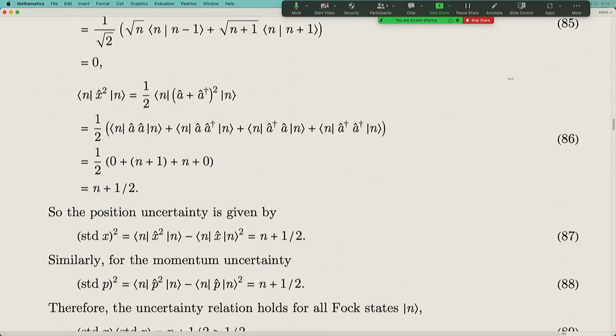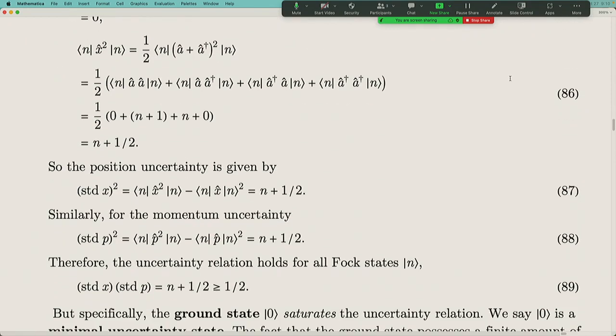So this basically shows that the variance, which is defined to be the standard deviation squared, is given by x squared expectation value minus x expectation value squared, which equals n plus 1/2. And we can perform the similar calculation for p squared. You can see in this problem, p really has no difference with x. They are basically on equal footing. So the answer is still n plus 1/2.